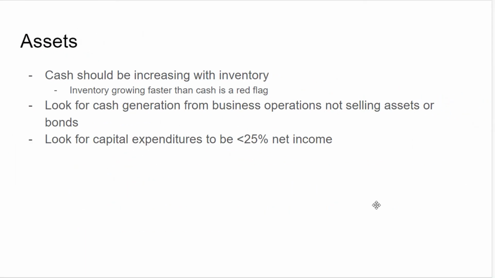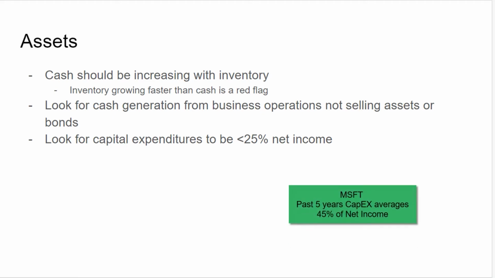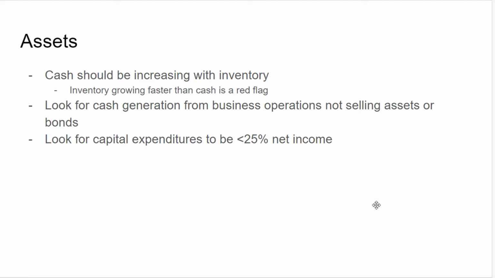All right, so lastly in assets, we want to look for capital expenditures to be less than 25% of net income. Companies without competitive advantages have to use CapEx to stay competitive. They often issue debt financing to pay for it. Companies with competitive advantages don't need to consistently upgrade capital equipment. They simply replace it when it wears out. So you want to look at capital expenditures as a percentage of net income, and we want to see that less than 25%.